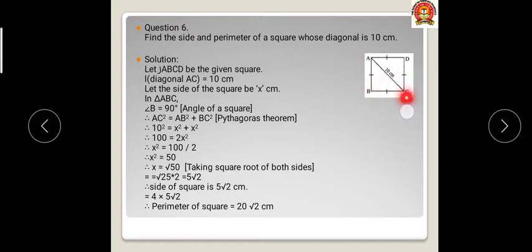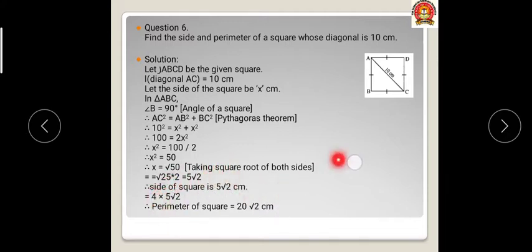But AB is equal to BC. Why is AB equal to BC? Because the sides of a square are equal. Therefore, if we consider AB equal to BC equal to x centimeter, by the Pythagoras theorem the equation will be 10 square is equal to x square plus x square. So you will get 2x square is equal to 100. So x square is equal to 100 by 2, and then x square is equal to 50. By taking the square root of both sides, you will get 5 root 2 as the side of the square.